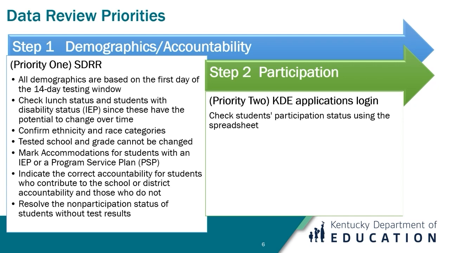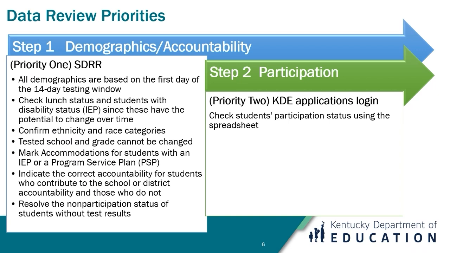Now, what are you going to do during data review? Of course, the first priority is your demographics and accountability. You're going to go through all the demographics as of the first day of the 14-day testing window, and I want to reiterate that because it's important. That's what all demographics are based off of, and you'll be able to see those.